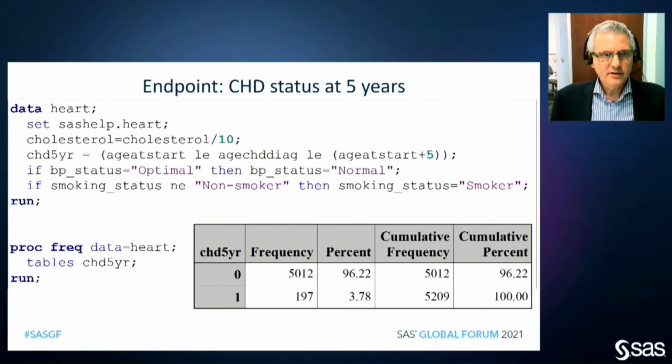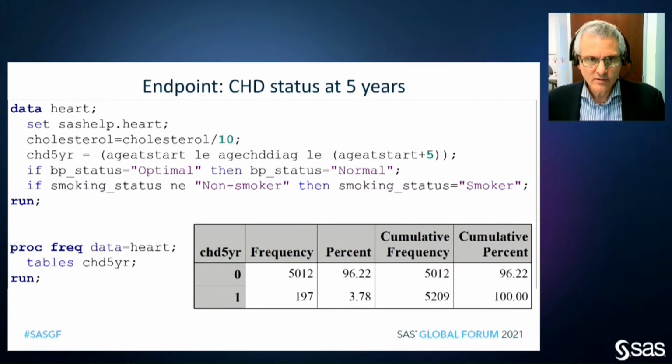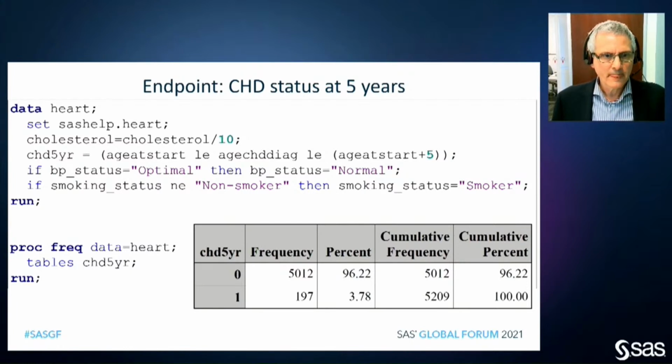Okay, a couple preliminary steps to prepare our data. In this data step, I divided cholesterol by 10 to make it less granular. So when we do an analysis of cholesterol, our estimates will be with respect to a 10-unit increase in cholesterol. I chose a time point for heart disease status, within 5 years. So I just created a binary indicator if the age of diagnosis is in between the age at the start and 5 years later.